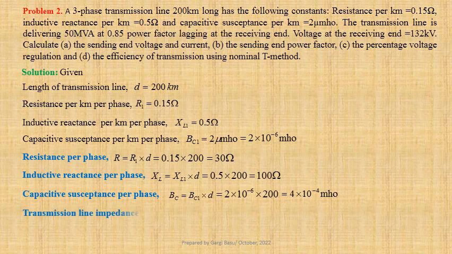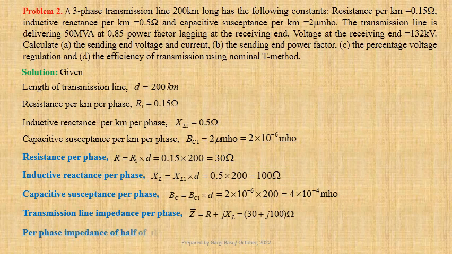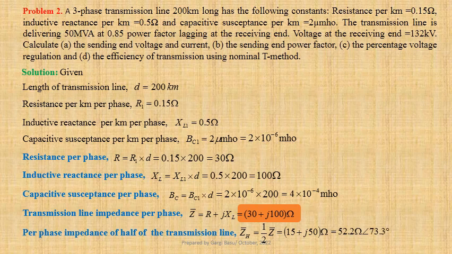Transmission line impedance per phase Z equals R plus jXL, that is equal to 30 plus j times 100 ohm. Now we shall calculate per phase impedance of half of the transmission line. ZH equals half of Z, that is equal to 15 plus j times 50 ohm. This may be written in polar form as 52.2 ohm at an angle 73.3 degree.